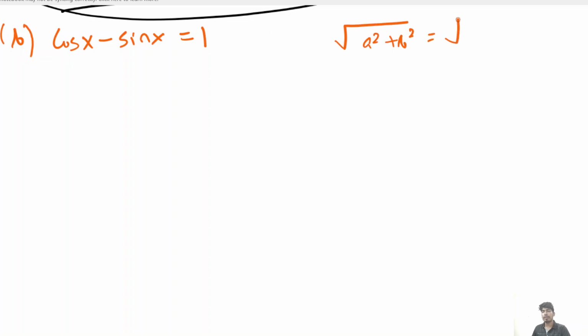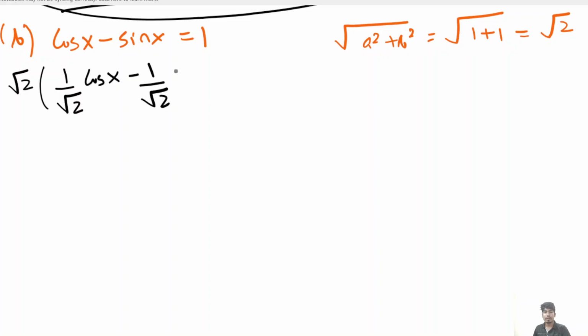Okay, then our next question is B. cos x − sin x = 1. Here a = 1 and b = 1. Then find √(a² + b²), that is √(1 + 1) = √2. Then multiply and divide by √2. Then what we get? √2 times (1/√2 cos x − 1/√2 sin x) = 1. We know this is cos π/4 and this is also sin π/4.